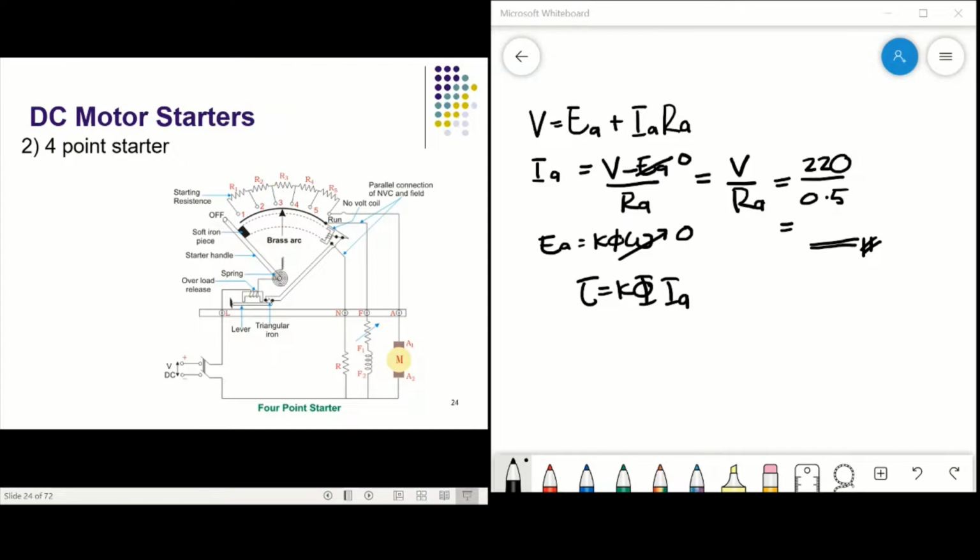A 4-point starter is used where the field current is to be adjusted by means of a field rheostat for the purpose of operating the motor above rated speed by reducing the field current. It means that if you want to control the speed by flux control method, we can use this starter.